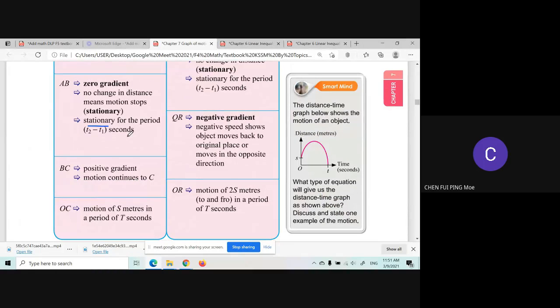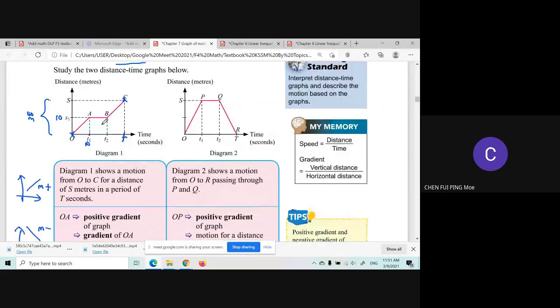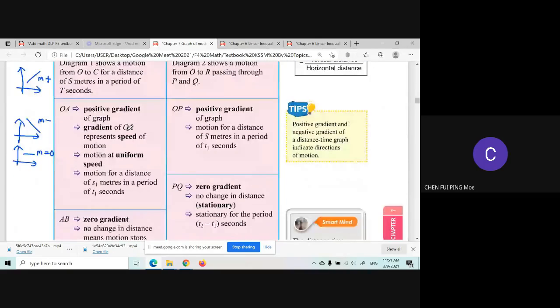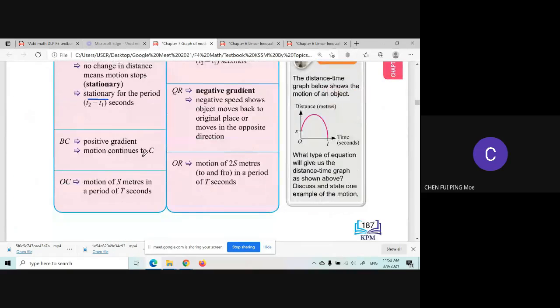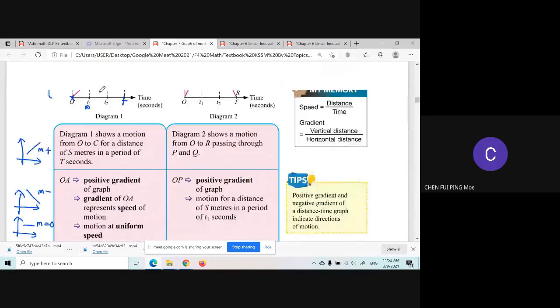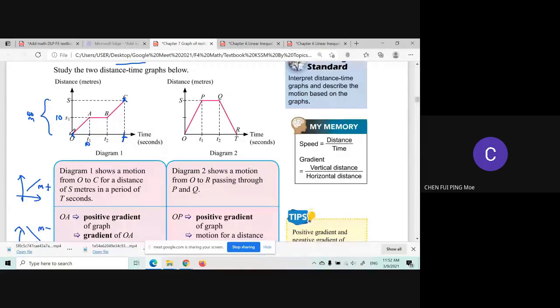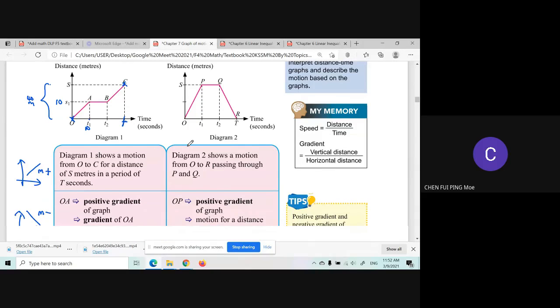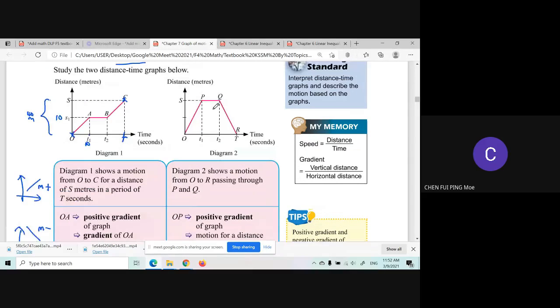And then for BC, same as OA just now, positive gradient. And then the motion continues until C. So for OC, you can know the motion of S meter in a period of T second. So overall, all go to C, you have motion of S meter, moving in T second. Okay, so this is just an overall go-through. Later on we look at an example, you can understand better.